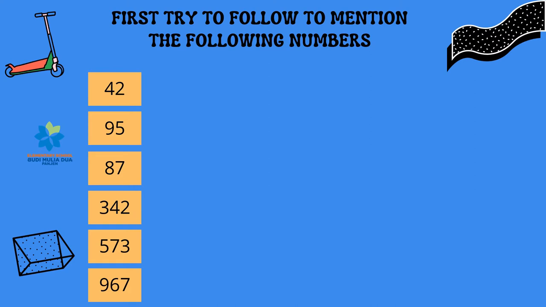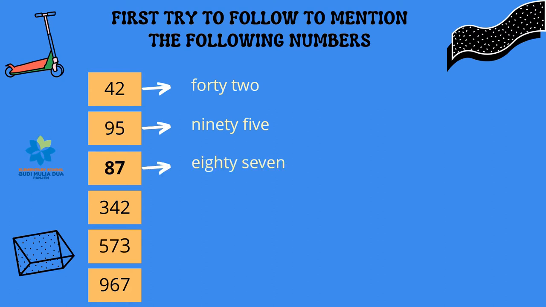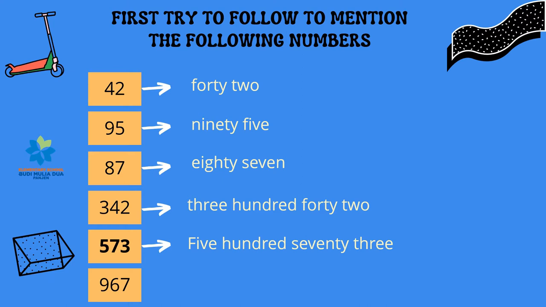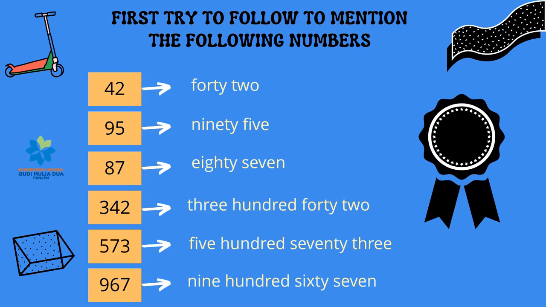First, try to follow me to mention the following numbers. The first, 42. Then 95. Next, 87. 342. 573. And the last, 967. Good job, you're excellent.